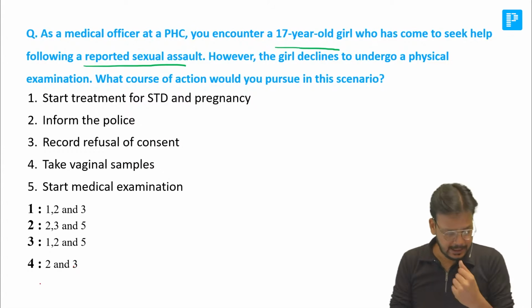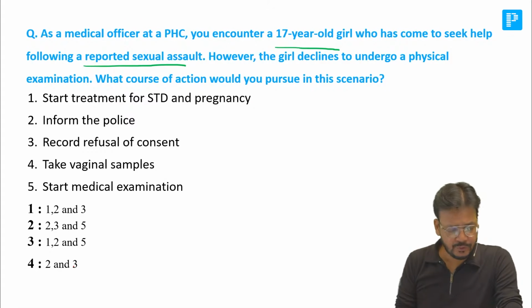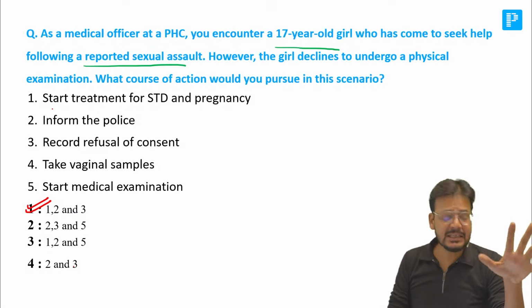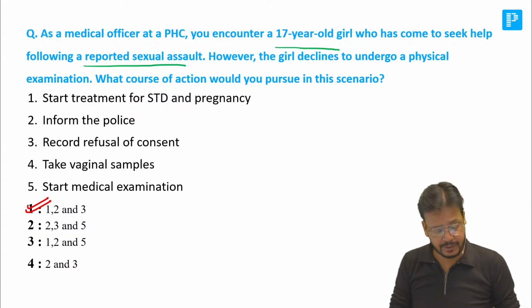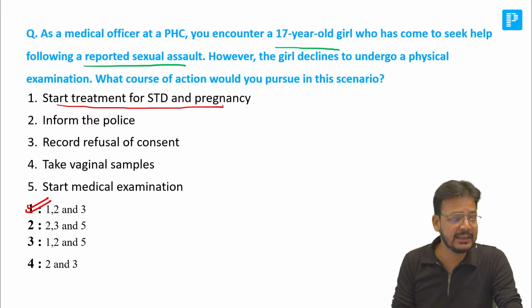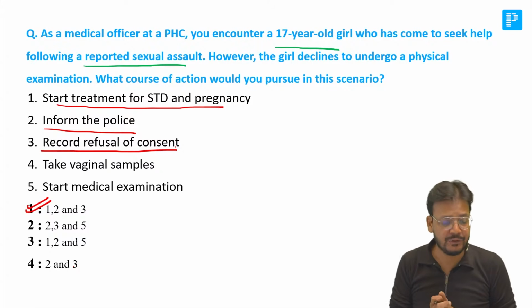Okay, here what is the right option? It is option 1, 2, 3. Yes, my dear friend, 1, 2, 3. She is denying physical examination, but you will start the treatment for STD and pregnancy. That's the duty of the doctor. You will inform the police and you will record the refusal of consent. That is an informed refusal.